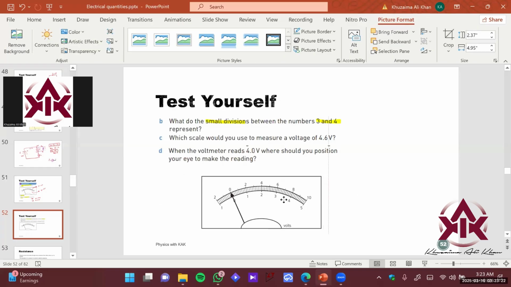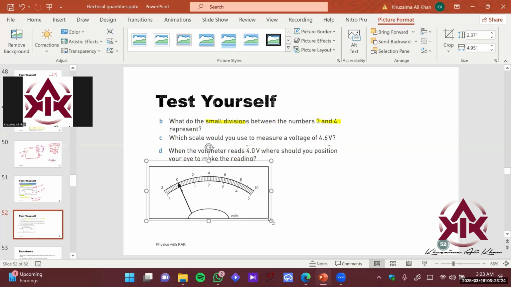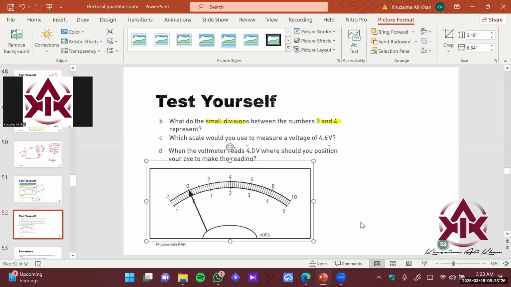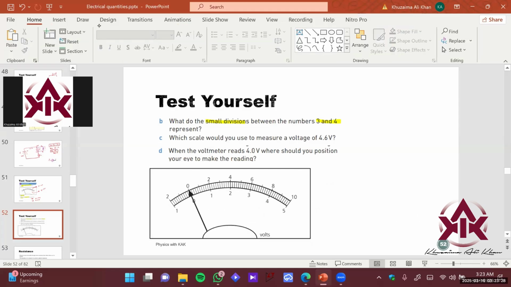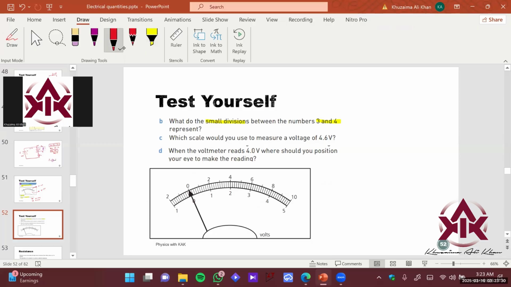Okay, so let's zoom in here. You can see 3 and 4 are the bottom ones, right? They're asking, what is the smallest division that is shown here? So you can just count the number of lines. There's 1, 2, 3, 4, 5. So it has 10 divisions between 3 and 4.